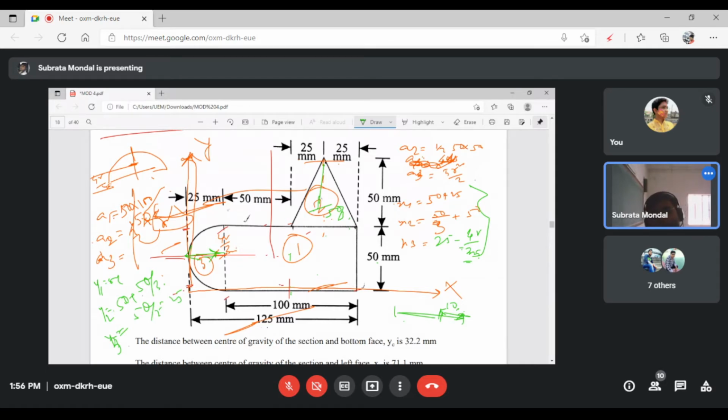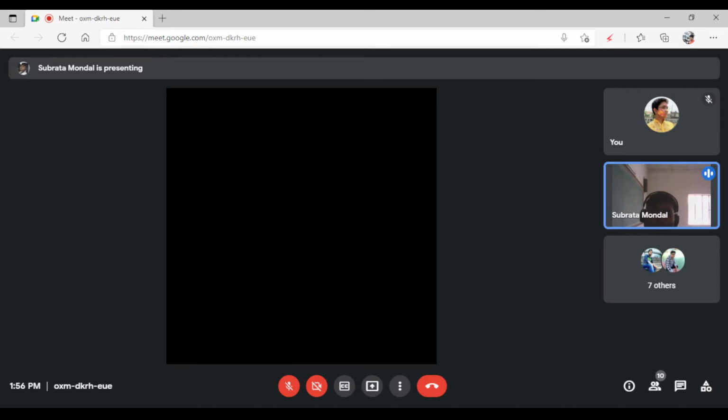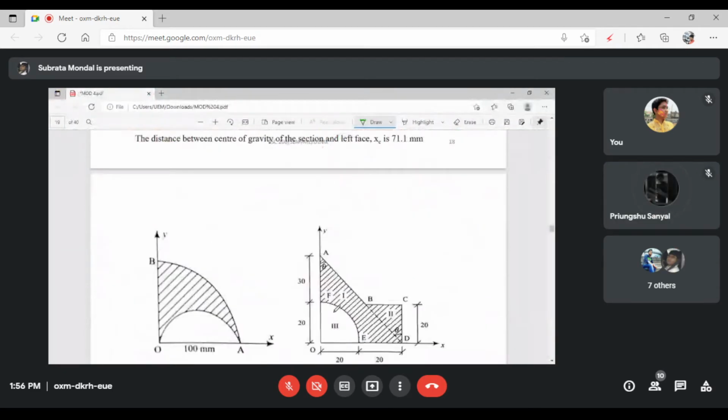Right. Now we just multiply and add all these things: a1 into x1 plus a2 into x2 plus a3 into x3, by a1 plus a2 plus a3. So you will get the value of the CG of this particular section. সবার বোঝা গেছে? Yes, sir.